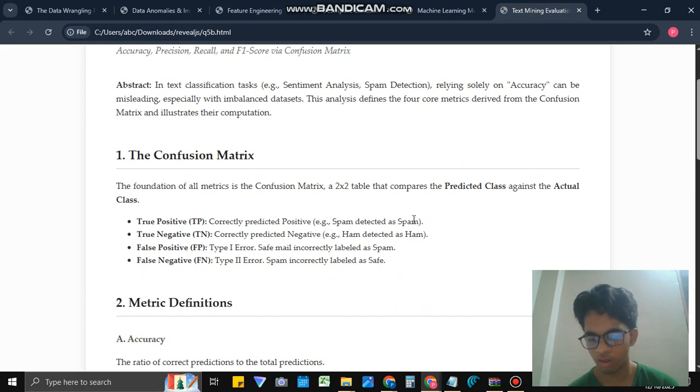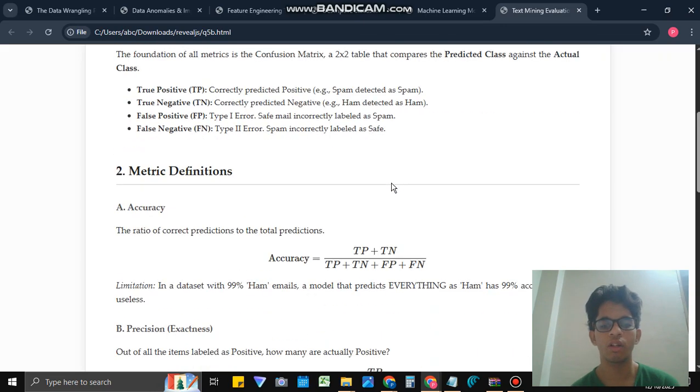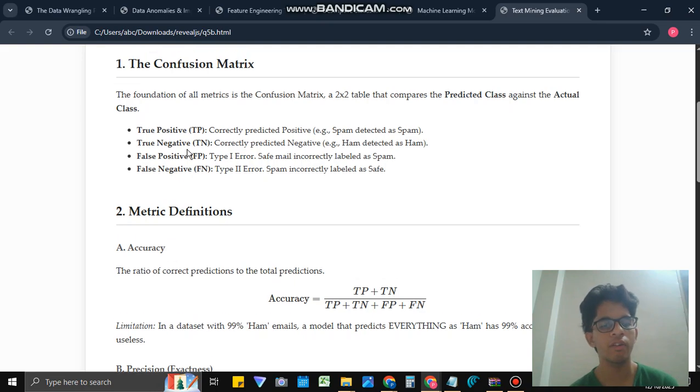Coming to question five, part B. With reference to text mining, we have to describe accuracy, precision, recall, F1 score, and illustrate their computation using a confusion matrix. The confusion matrix contains true positive, true negative, false positive, false negative. True positive is the correctly predicted positive. True negative is the correctly predicted negative. False positive is a type 1 error, and false negative is a type 2 error.